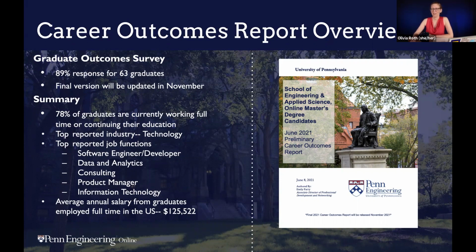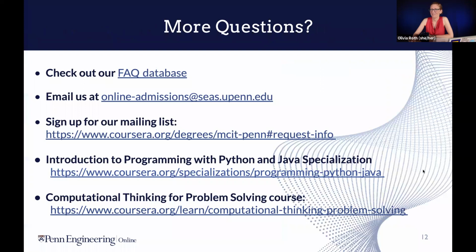And if you want to stay tuned for updated numbers in November, you can always check it out on our website, online.cs.upenn.edu. So let's see, we have, okay. So I think that's the place to find all this stuff. I'm sorry, Olivia, please.